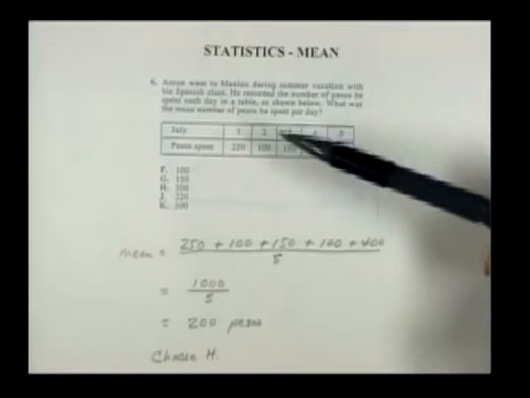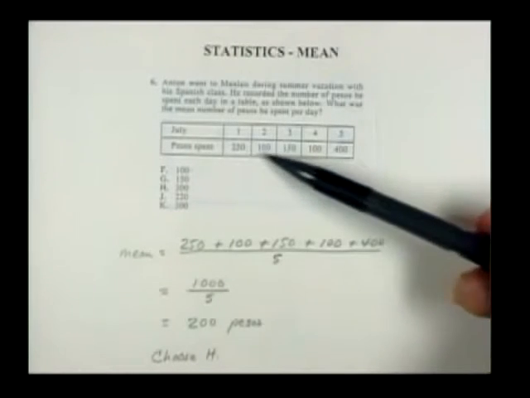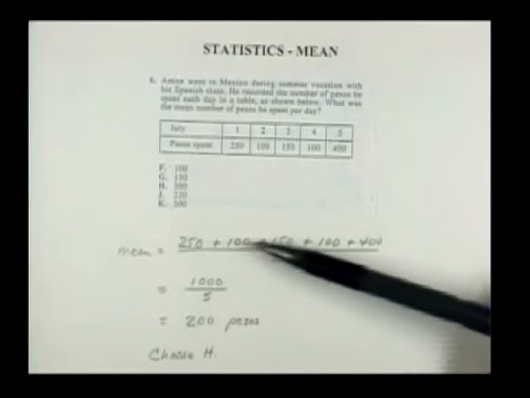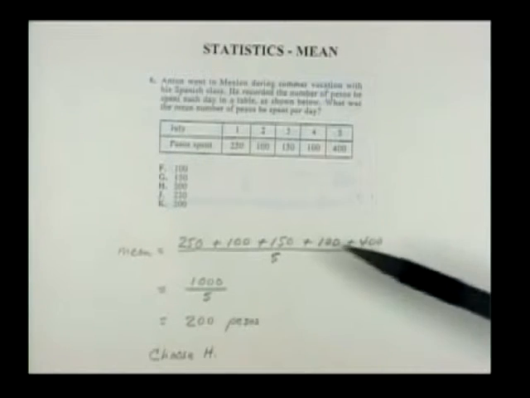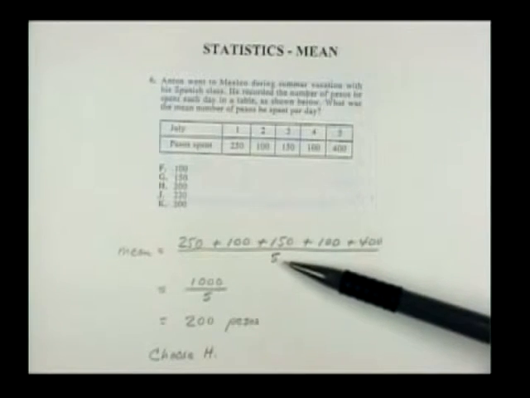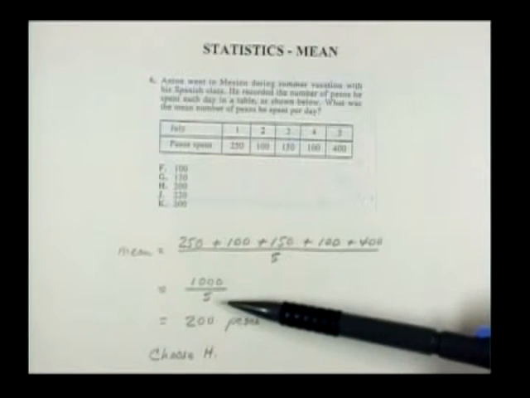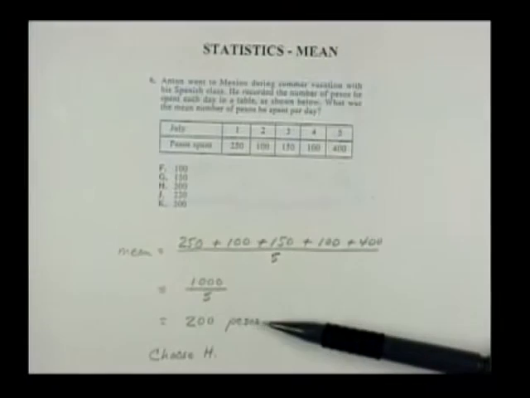You can see for each of the 5 days the number of pesos appear in the second row. The mean can be found by adding the number of pesos for each of the 5 days and dividing by the number of those days, 5. The sum becomes 1,000 to be divided by 5, and the average is 200 pesos. Choose H.